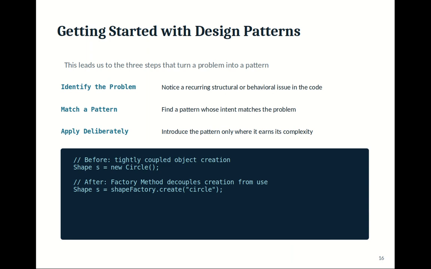Getting started with design patterns. This leads us to the three steps that turn a problem into a pattern. Identify the problem. Notice a recurring structural or behavioral issue in the code. Match a pattern. Find a pattern whose intent matches the problem. Apply deliberately. Introduce the pattern only where it earns its complexity.